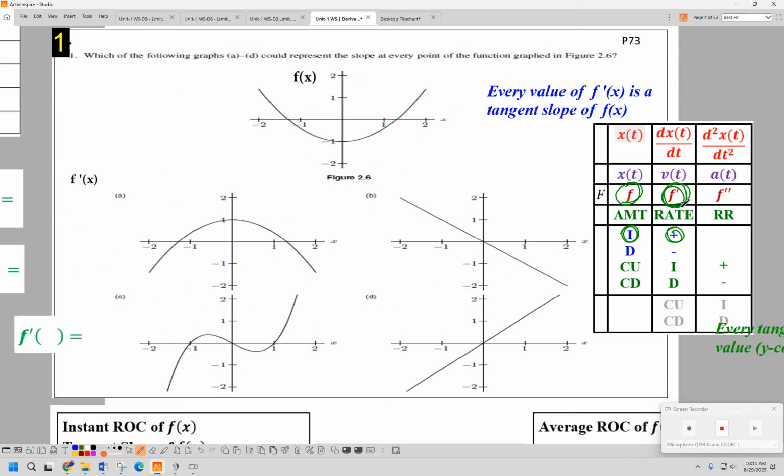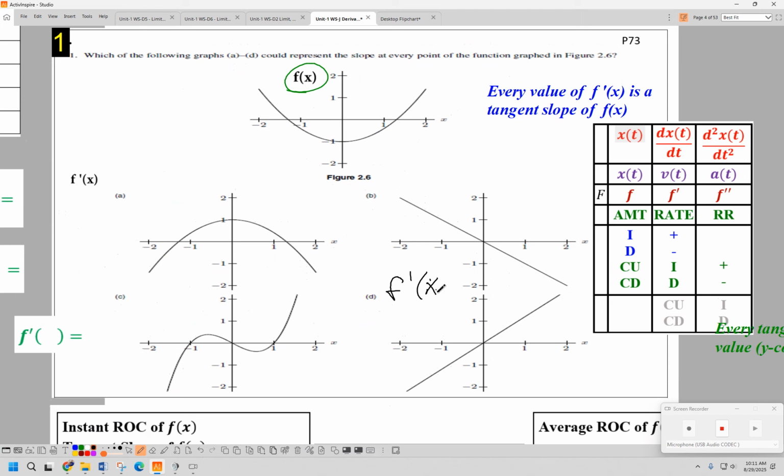Okay, look at this symbol, f double prime. F double prime means the slope of f prime. It's not new, you're just doing it again. So we figured out that this graph here is the correct value graph for f. We have figured out that the correct f prime graph is right here.